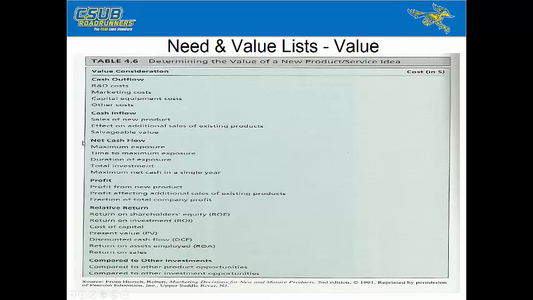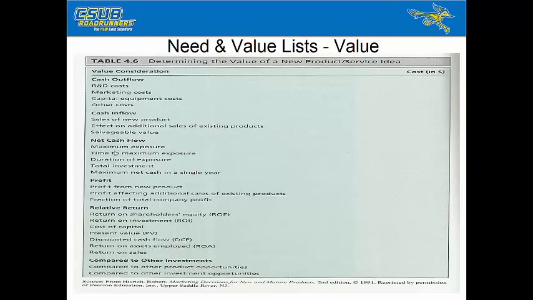In terms of net cash flow, you want to figure out what your maximum exposure is. So what is the maximum amount of costs before revenues start to come in? How long is it going to take to get to the point of maximum costs? How long is it going to last that you have all these costs out there but no revenues?